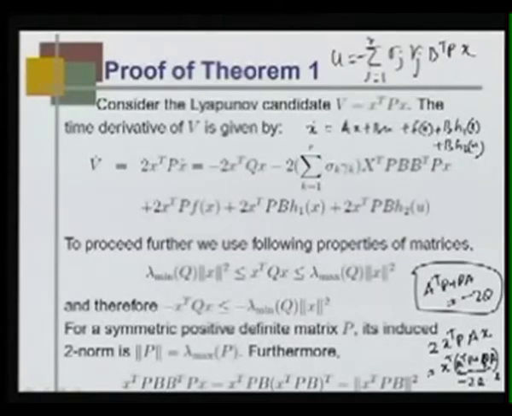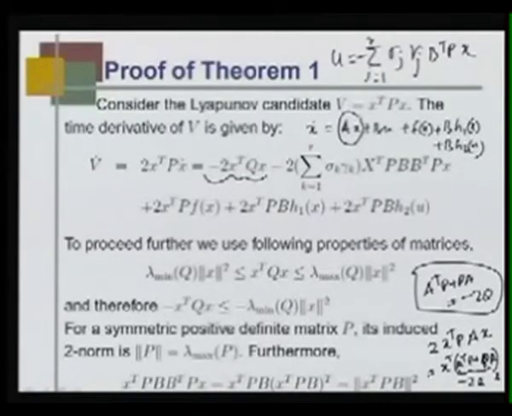Okay. We have already said that. Given A, we have this condition: A transpose P plus P A equals minus 2 q. Thus, the first term, 2 x transpose P A x, can be written as minus 2 x transpose q x. So, from x dot I took care of A x.